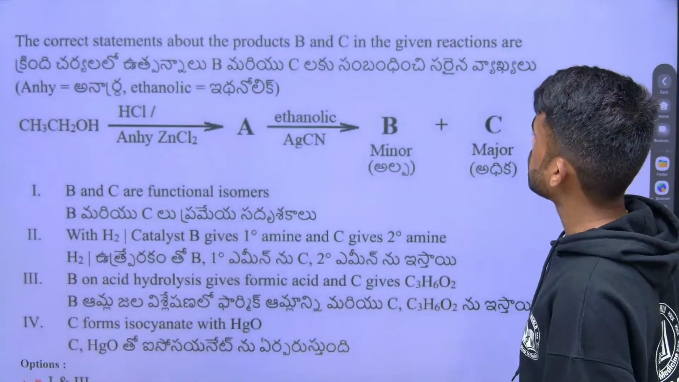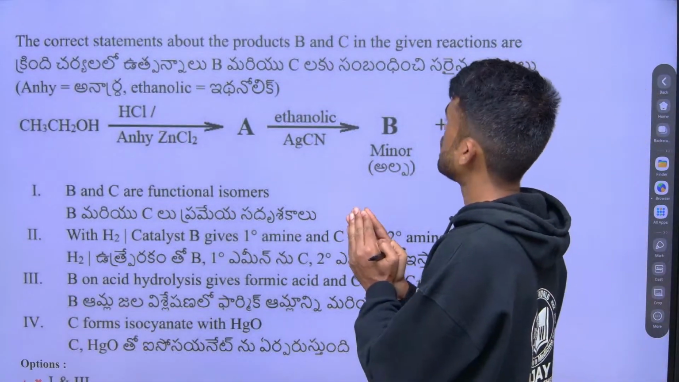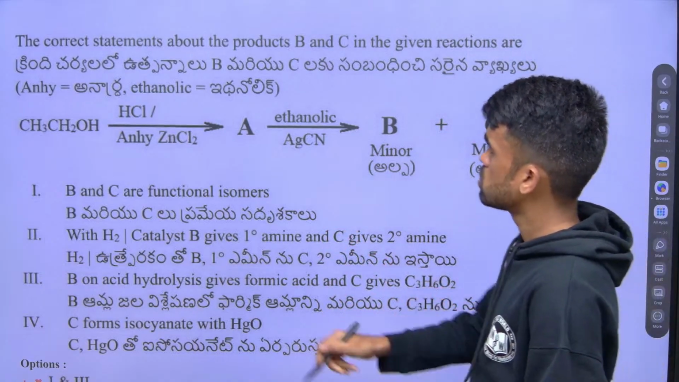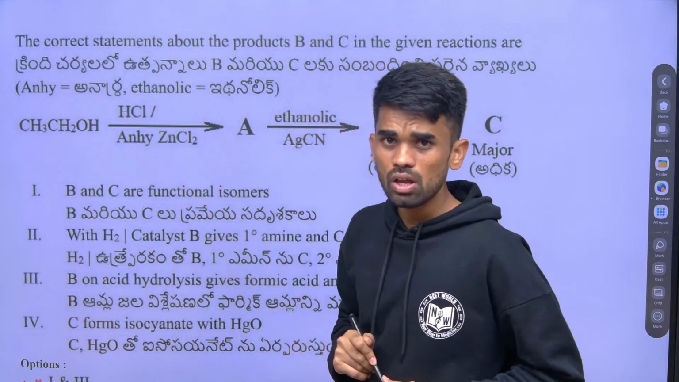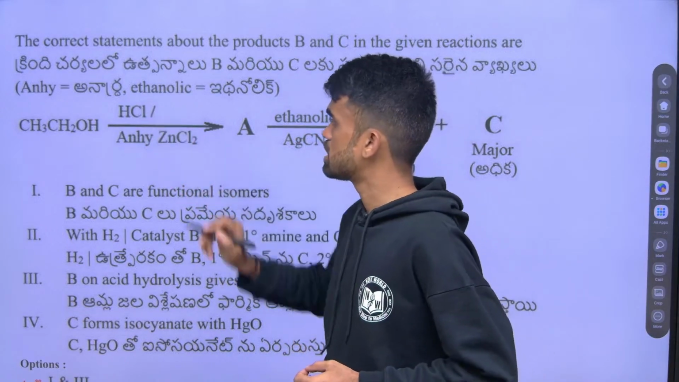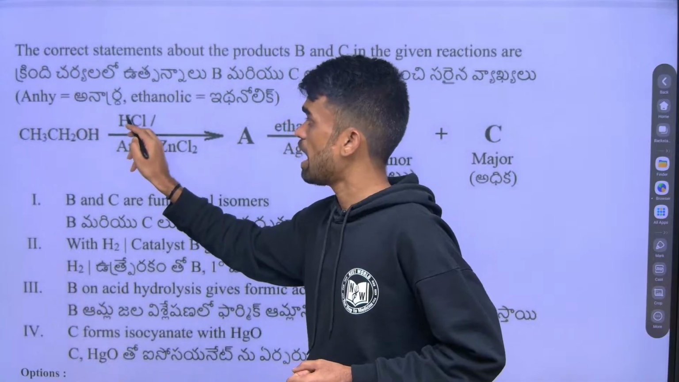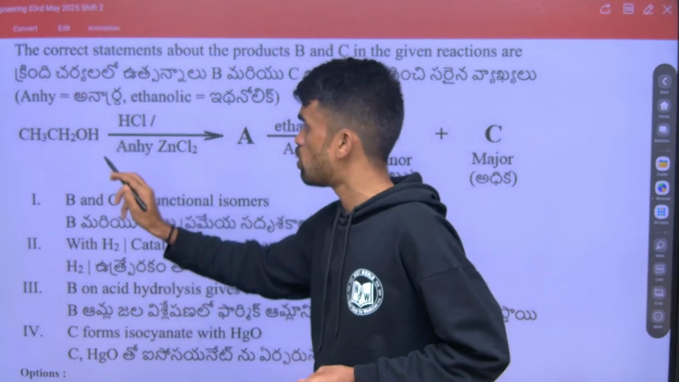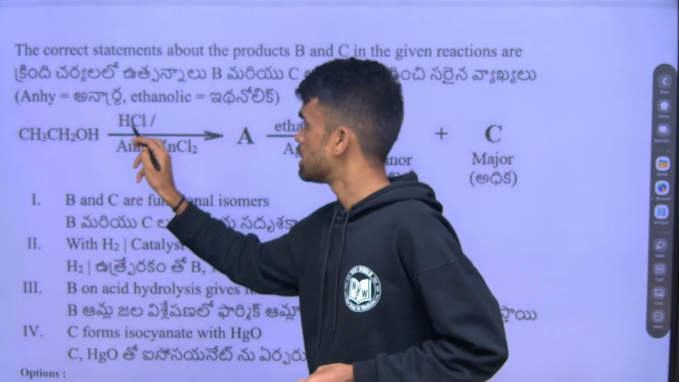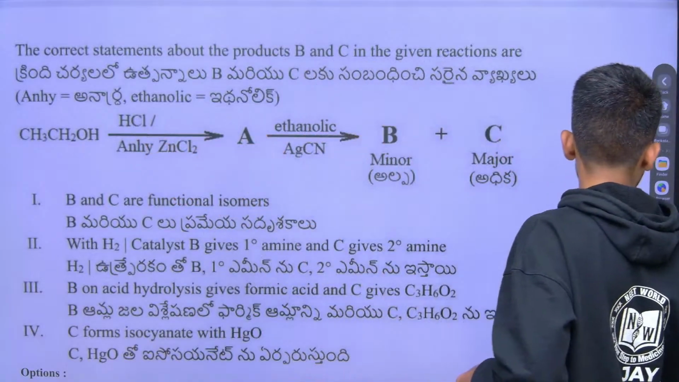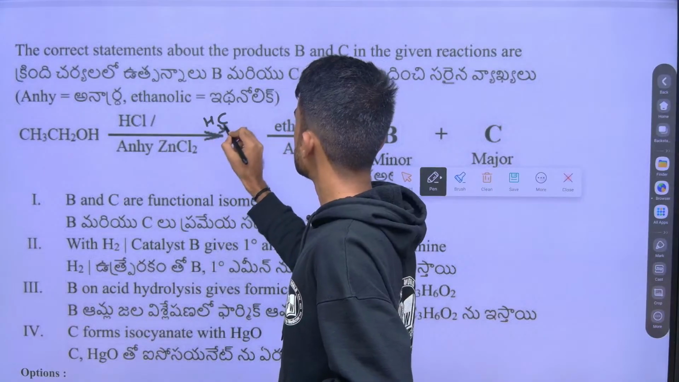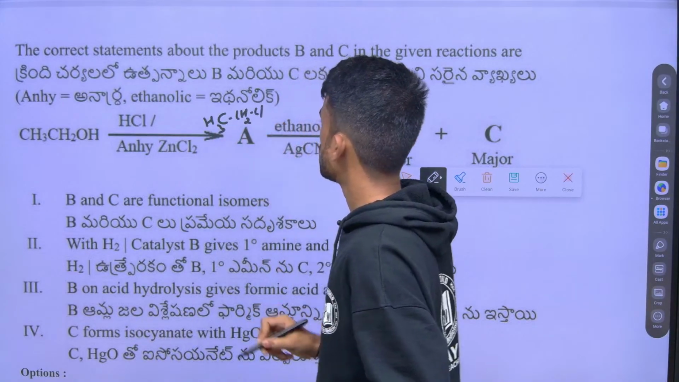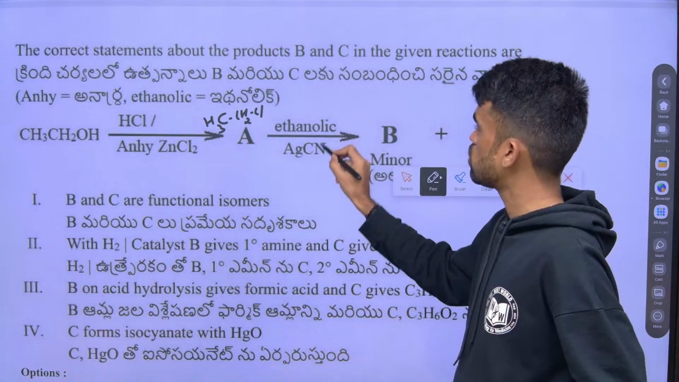Next, the correct statement about products B and C in the given reactions. So what is the product? Ethyl alcohol is given with acid and Lucas reagent. From that, remove this H plus, add the H plus to the OH group, remove water, and replace it with Cl. So we will get ethyl chloride, CH3CH2Cl.